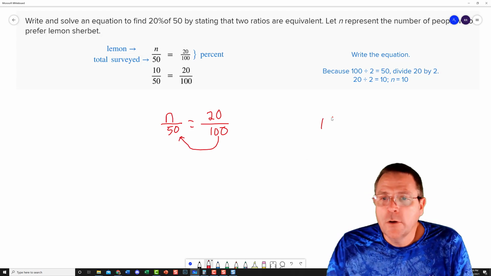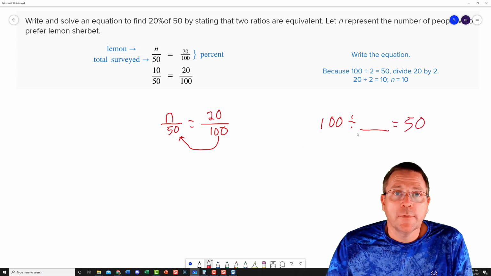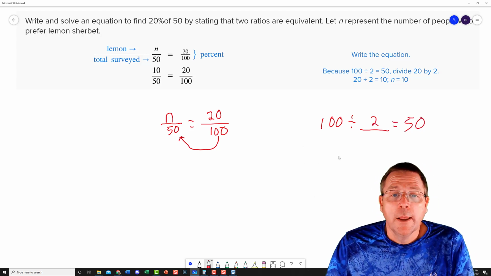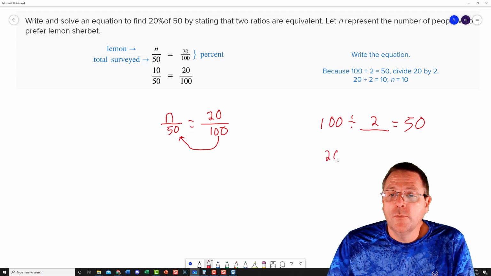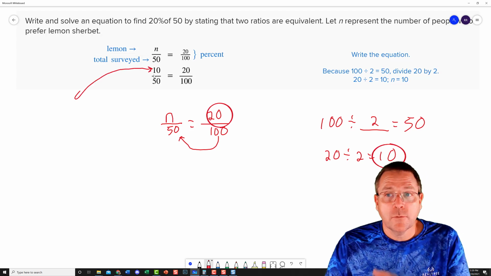They said, what do we have to do to 100? What do we divide 100 by to get it equal to 50? The answer is going to be 2. And if you're going to divide 50 by 2, then you also have to divide 20 by 2, and that is where the 10 comes from that you see they just snuck into the answer right there.